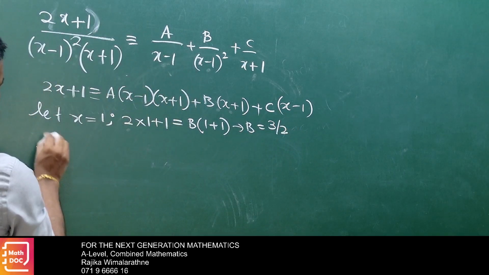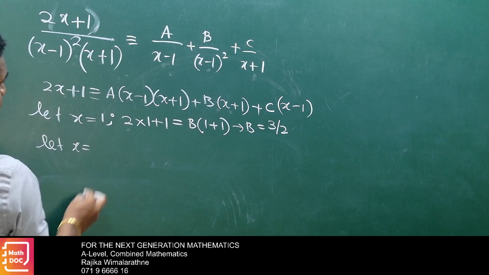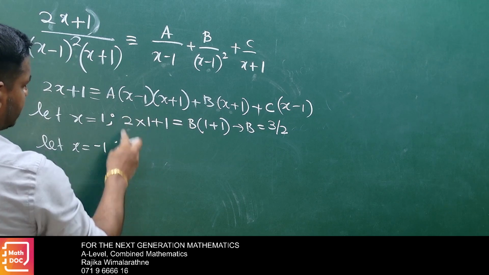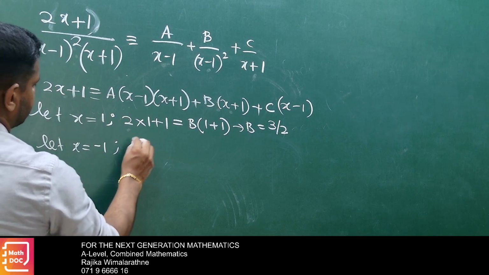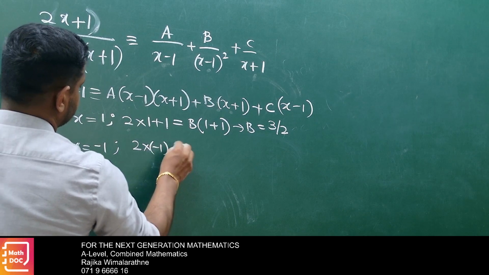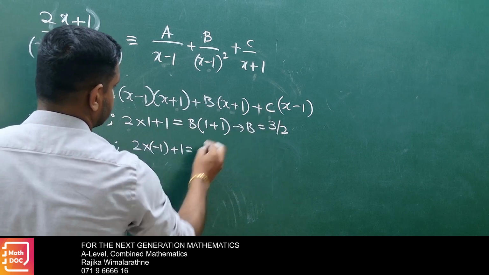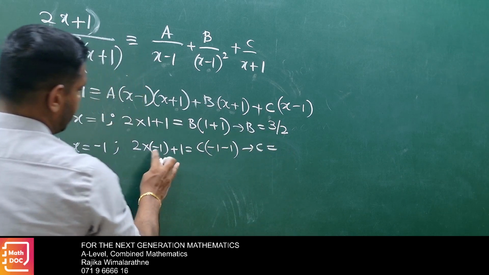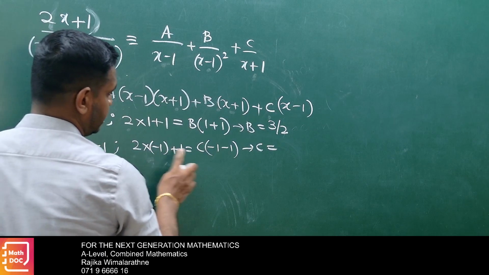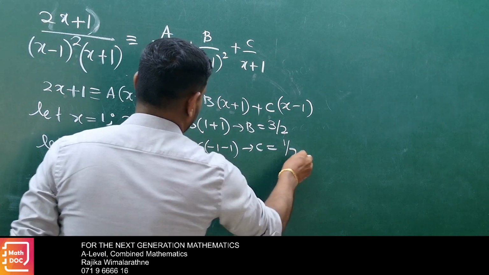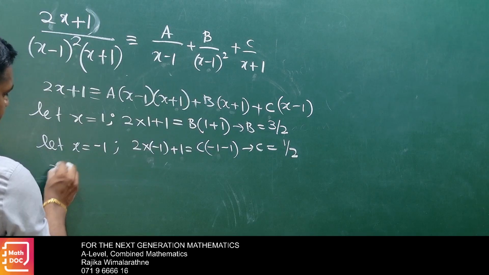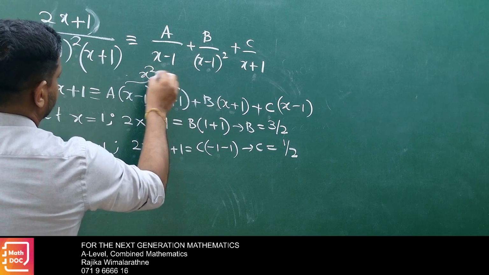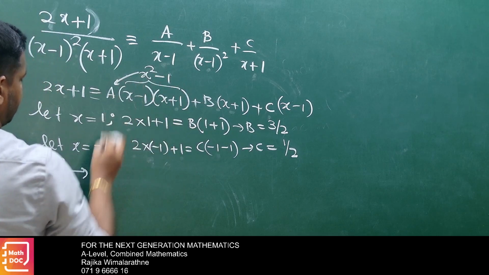Substitute x equal minus 1. Here 2 times minus 1 plus 1. Here 0, 0. Minus 1, minus 1. Then C value is minus 1 over 2. Then the x squared coefficient.